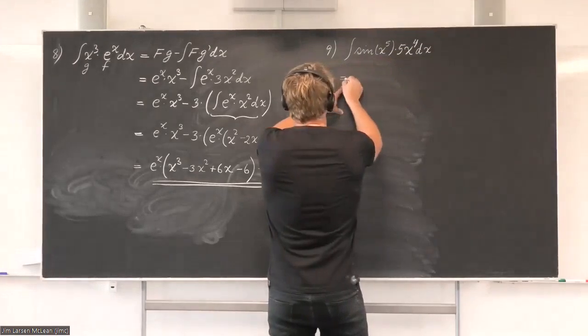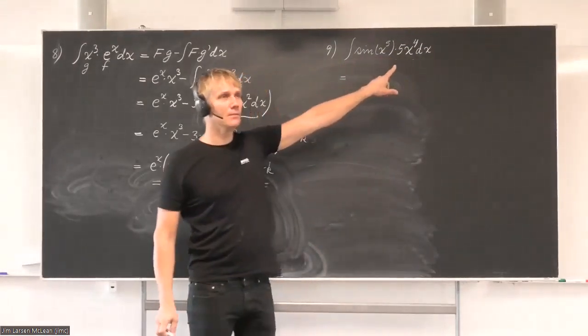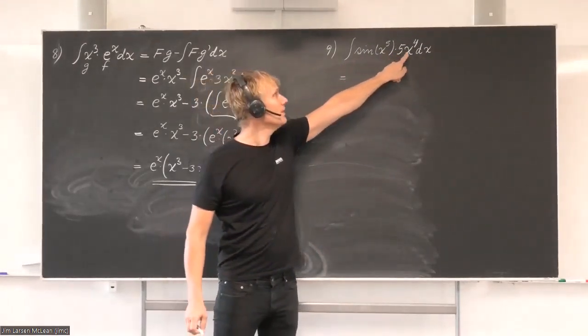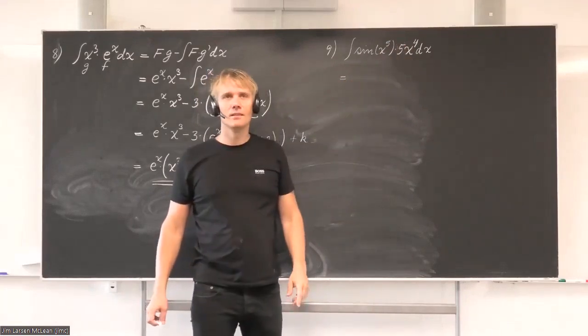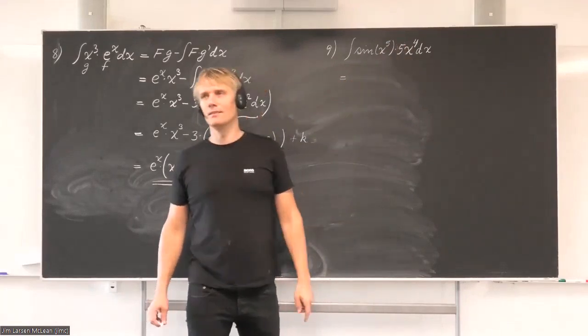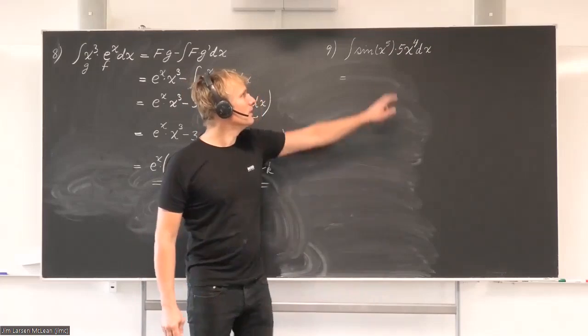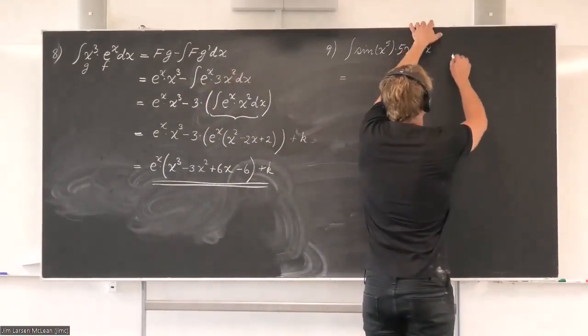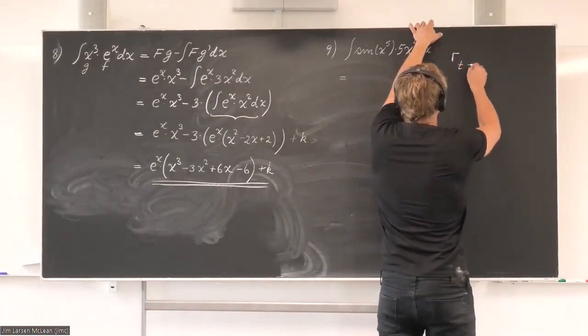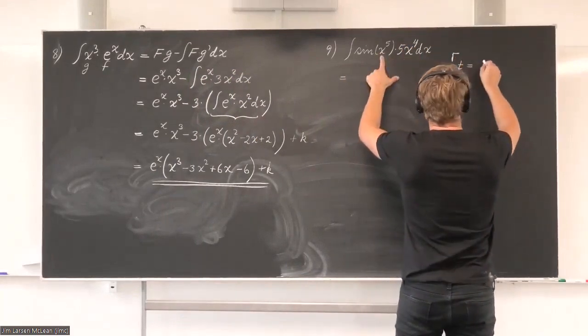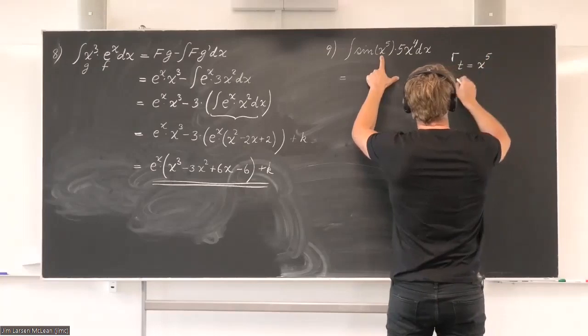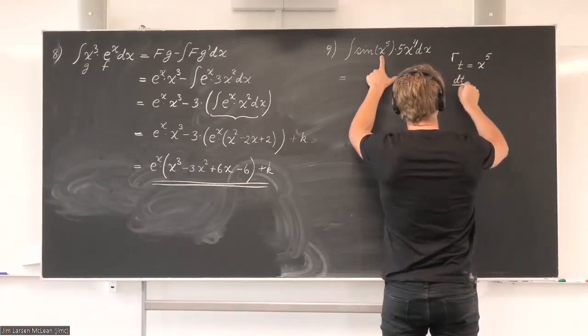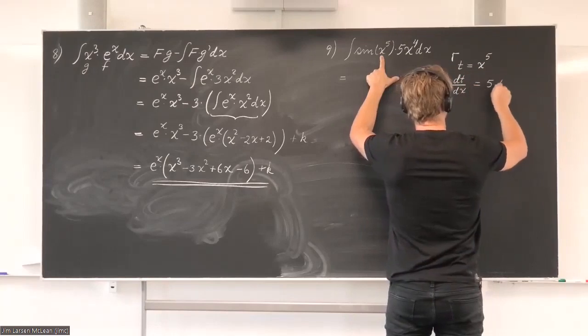Here we discover there's a family, because if you differentiate x to the 5th, you get precisely 5x to the 4th. Not even just approximately. You get exactly 5x to the 4th. So if you want to do the substitution, you can just write it out here. I set t to be the inner function x to the 5th. So I differentiate t with respect to x and get 5x to the 4th.